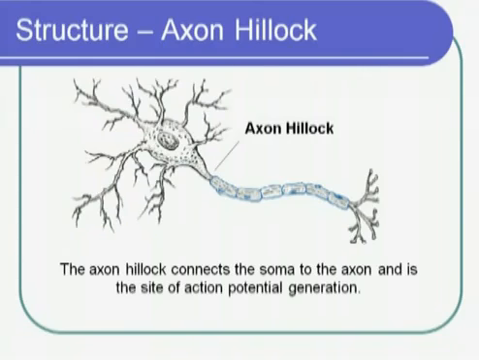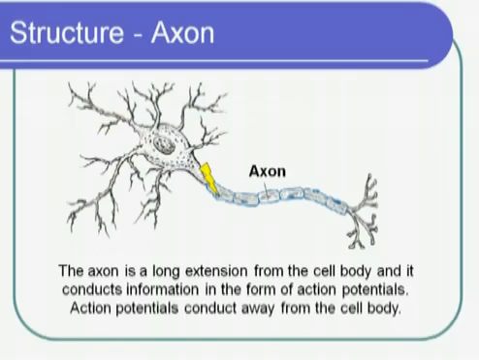The axon hillock is a region that connects the soma to the axon, and the axon hillock is the site of action potential initiation. The axon is a long extension from the cell body, and it conducts information in the form of action potentials. The normal direction of action potential conduction is away from the cell body down the axon.